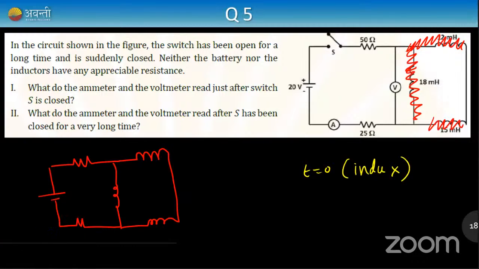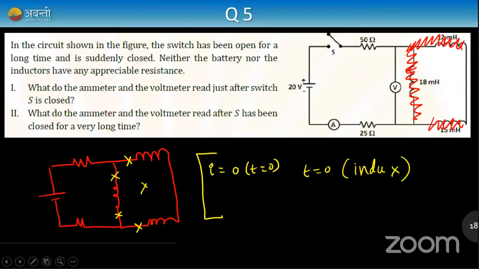At time t is equal to 0, the inductor will block the current. There is no current flowing through the inductor. So at time t is equal to 0, the circuit will be open. If the current is not passing through any of this wire, the circuit is not at all closed. So the initial current I becomes 0. Very simple. At time t is equal to 0, the inductor doesn't allow any current, therefore there is no current passing through the complete loop. It becomes 0 current.